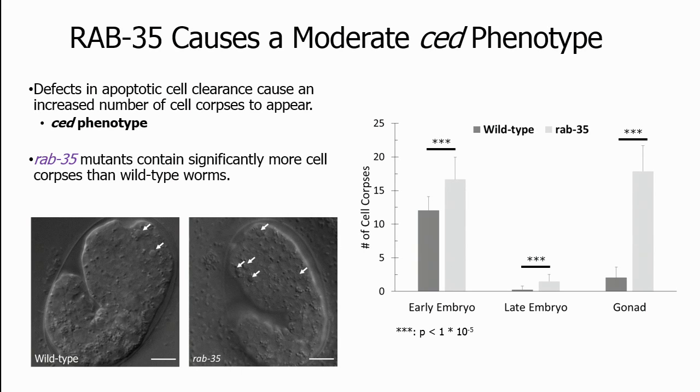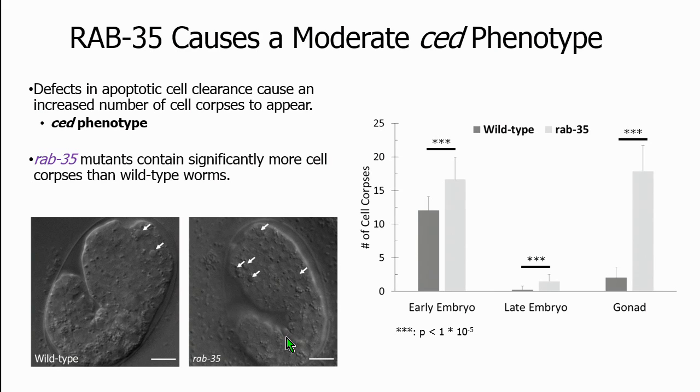And in addition to the ones I mentioned earlier, RAB-2, RAB-5, and RAB-7, we noticed that RAB-35 loss-of-function mutants contain significantly more cell corpses than wild-type worms. And you can actually see this right here. So in wild-type, these cell corpses look like bun-like structures. You can see them, the white arrows point to them, and in these RAB-35 loss-of-function mutants, you can actually see more cell corpses compared to wild-type.